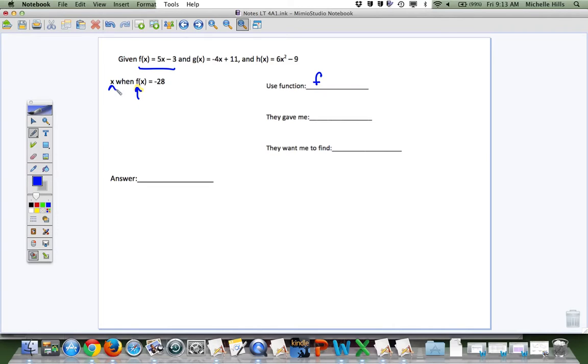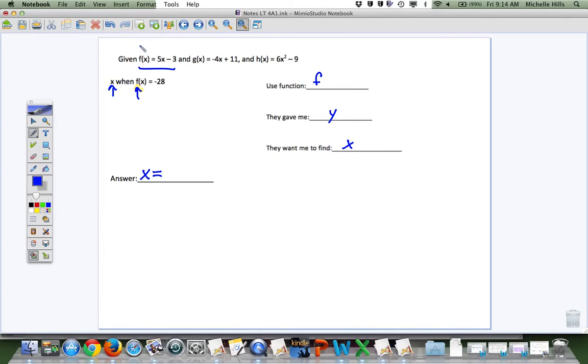Notice though it says find x. So my answer is x equals something. Guys, if it tells you to find x, do not substitute the value they gave you for x. That is not x. If they told me to find x, what they gave me is the y.